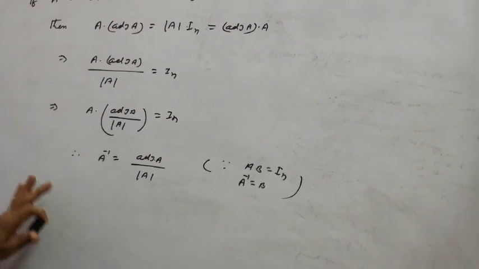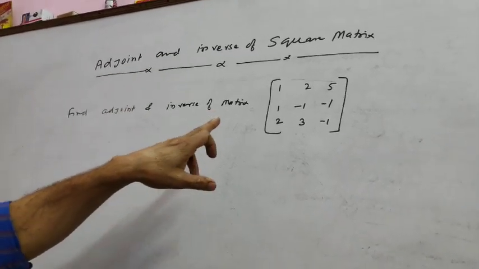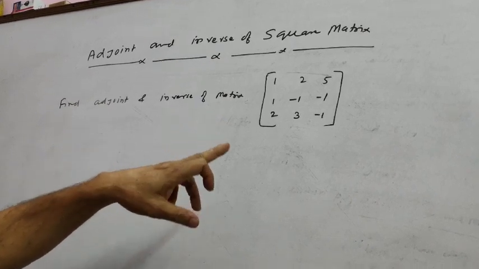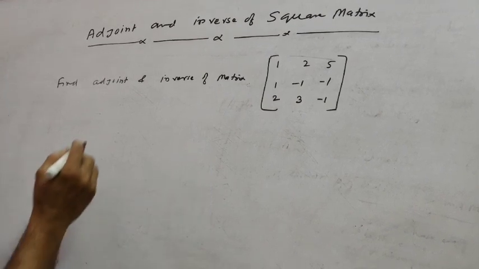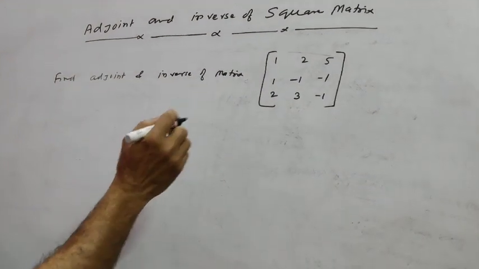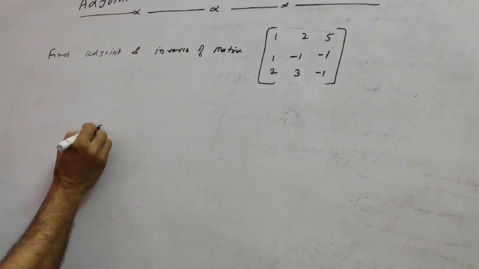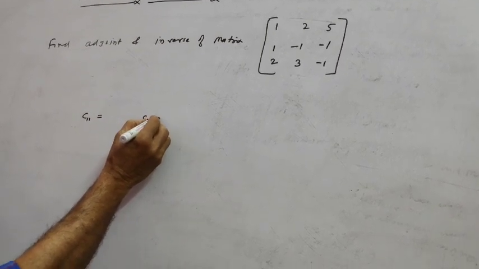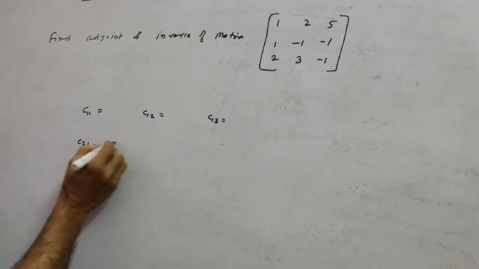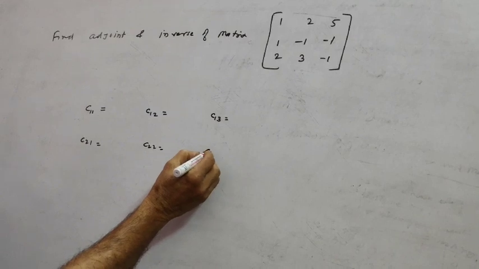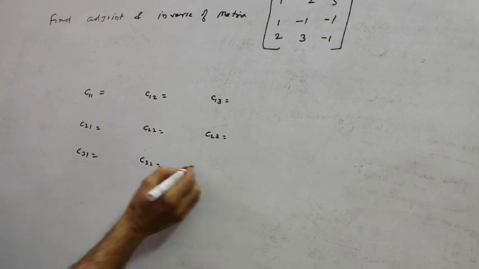Now, an example. Find adjoint and inverse of the matrix 1 2 5, 1 minus 1 1, 2 3 minus 1. To find the adjoint and inverse, first find the cofactor of each element of the given matrix. So now find C11, the cofactor of first row, first column, then C12, C13, C21, C22, C23, C31, C32, C33.